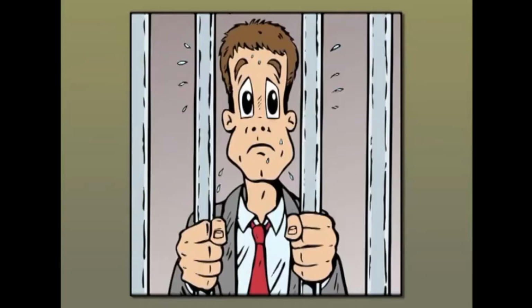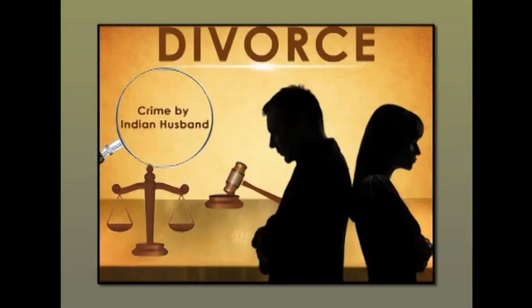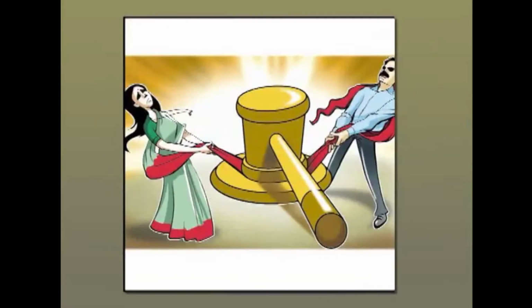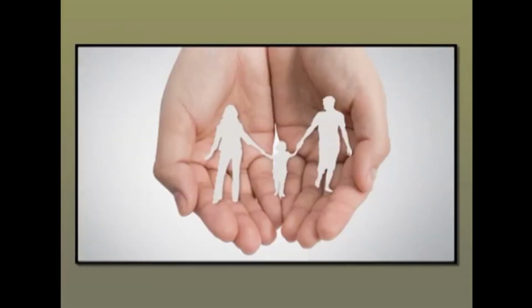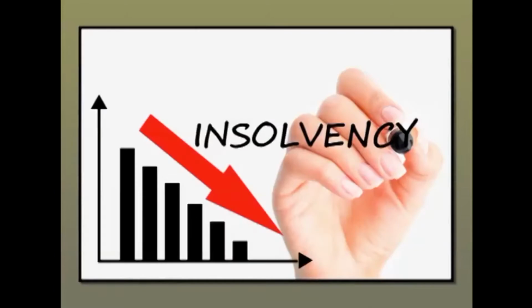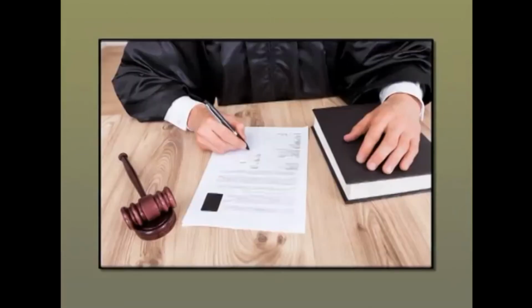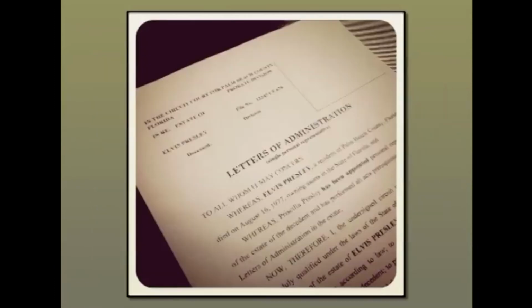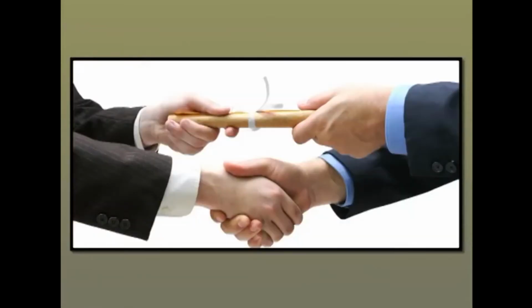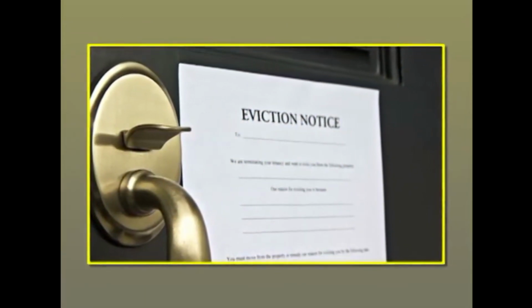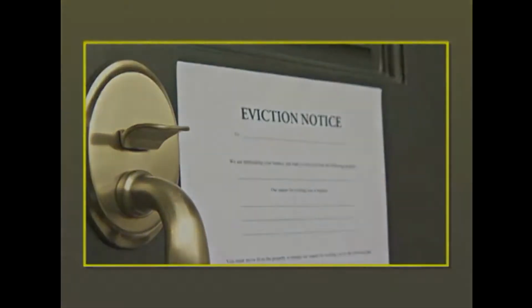Some examples of non-arbitrable matters are disputes relating to criminal offences, matrimonial disputes relating to divorce, judicial separation, restitution of conjugal rights, child custody, guardianship matters, insolvency and winding up matters, testamentary matters like grant of probate, letters of administration and succession certificate, eviction or tenancy matters governed by special statutes.